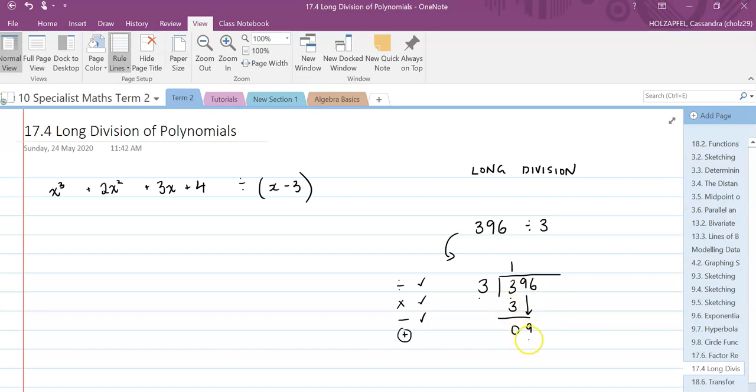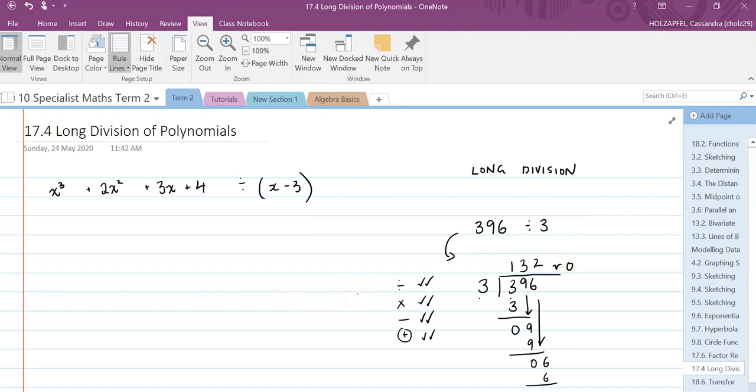Now we work from the bottom here and repeat these steps. So 9 divided by 3 is 3. 3 times 3 is 9. When we subtract the two, we get a difference of 0. Next I'm going to bring down my 6, so that's my add step. 3 fits into 6 2 times. 3 times 2 is 6. Then I'm going to have a remainder of 0, so I would write remainder of 0. Okay, so that's how we do long division.